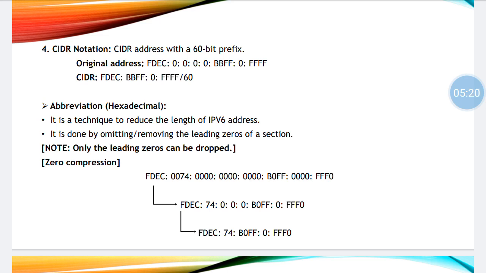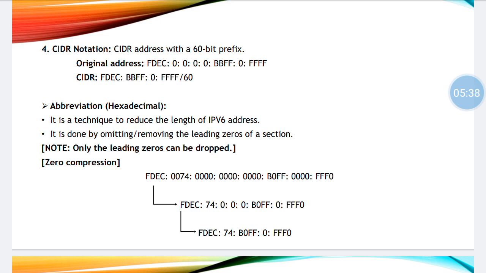CIDR also serves routing problems, which deal with the efficient path of a packet from source to destination. So routing is all about going for the efficient path, because there is more than one path to reach from source to destination, but routing is all about selecting the efficient path.